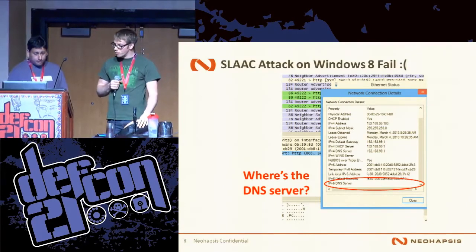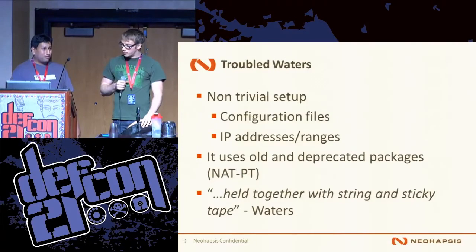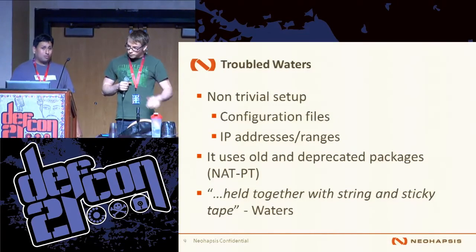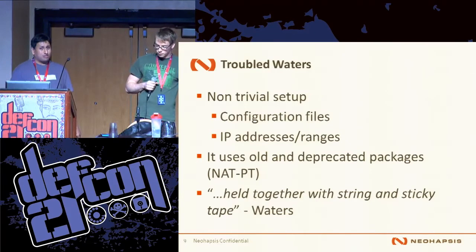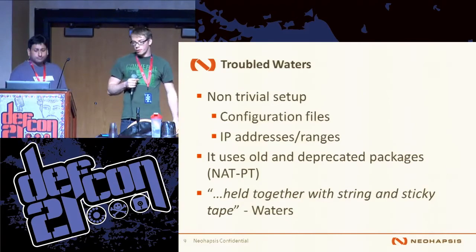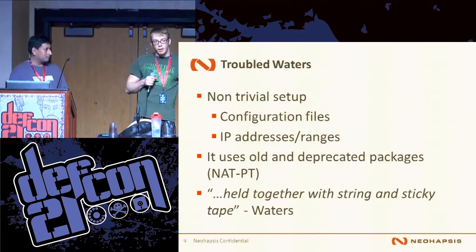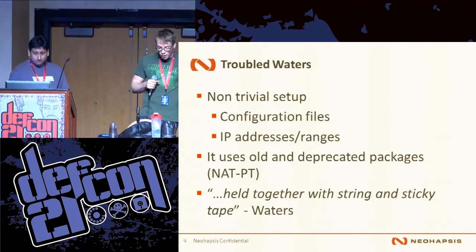There are some other issues with the guide that Waters had put together as well. First off, there are a lot of configuration files you have to go through and edit. The steps were very detailed, but there's still a lot of things to go through: a lot of IP addresses and ranges to keep track of, and lots of configuration flags to get through. It also used a lot of old and deprecated packages. He basically said it was held together with string and sticky tape, and that is pretty parallel to what we experienced when we were playing with this in the lab.